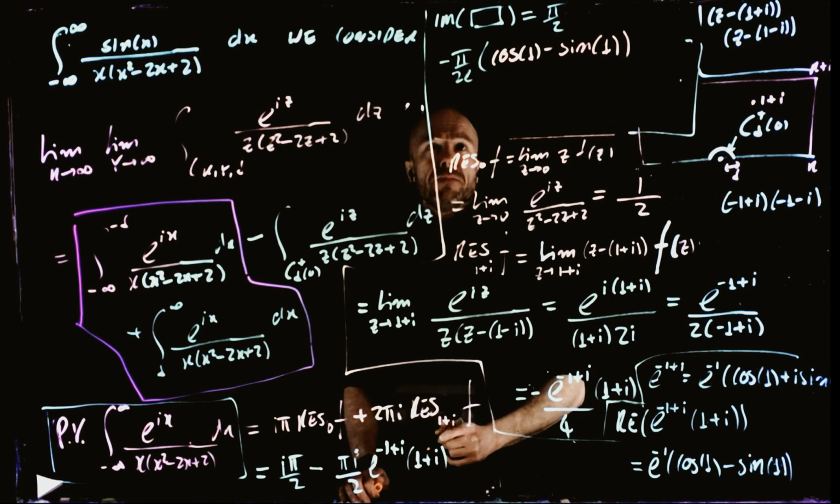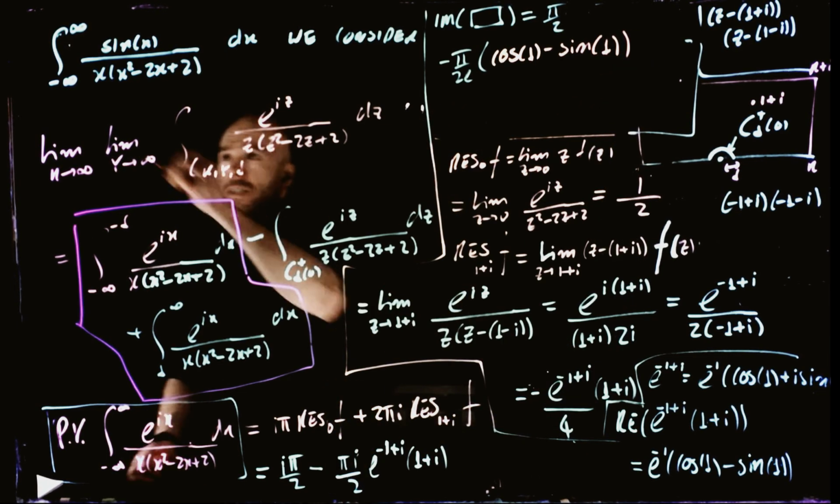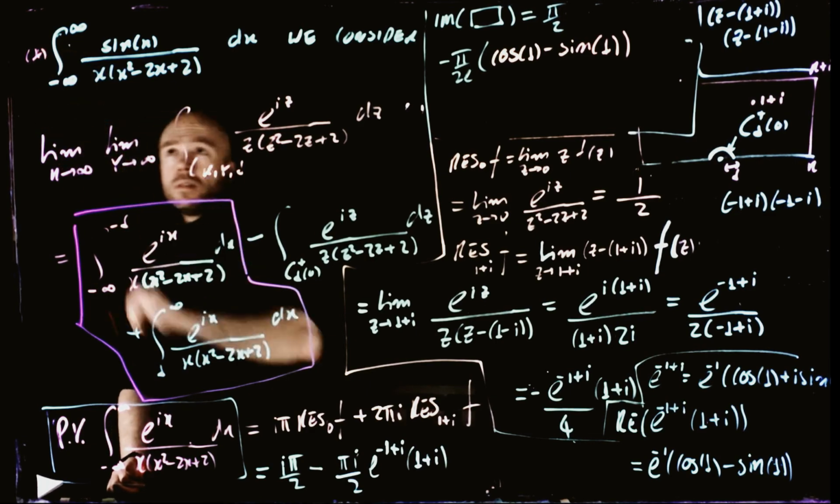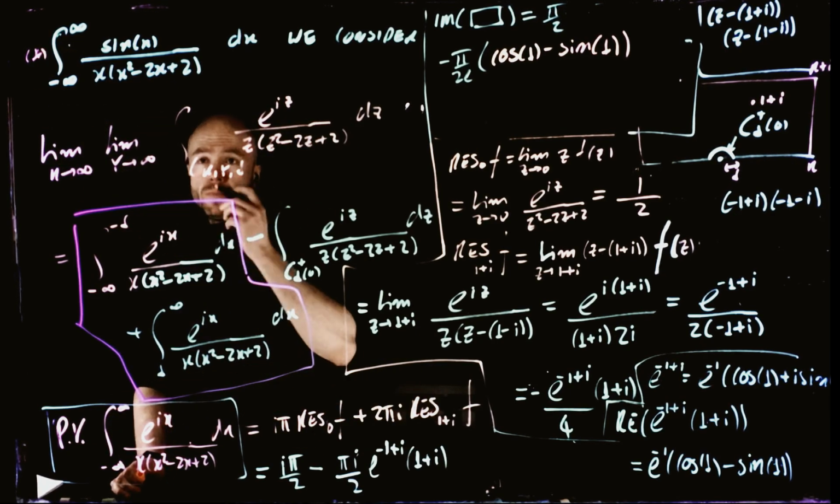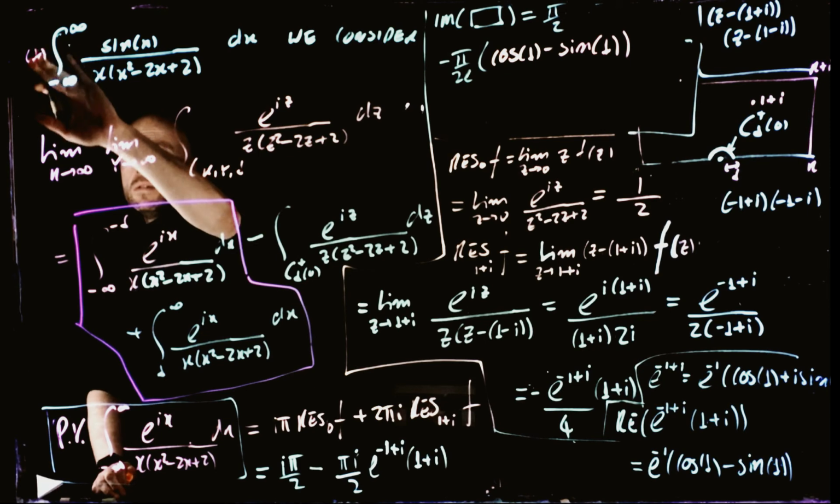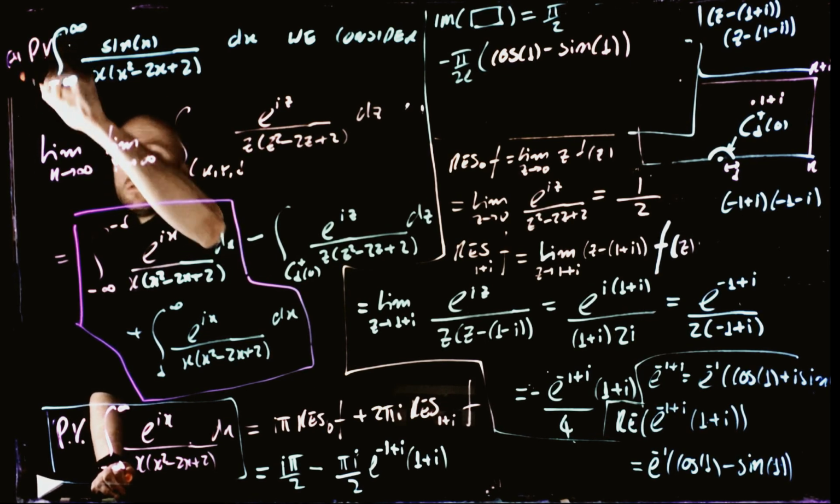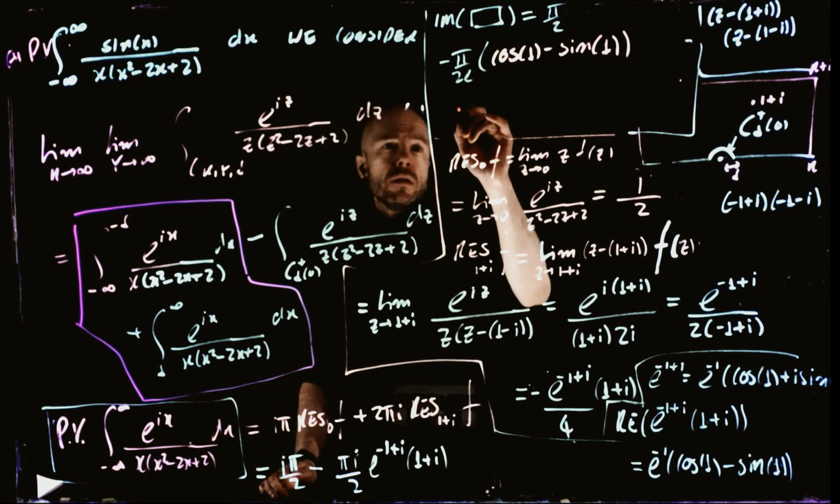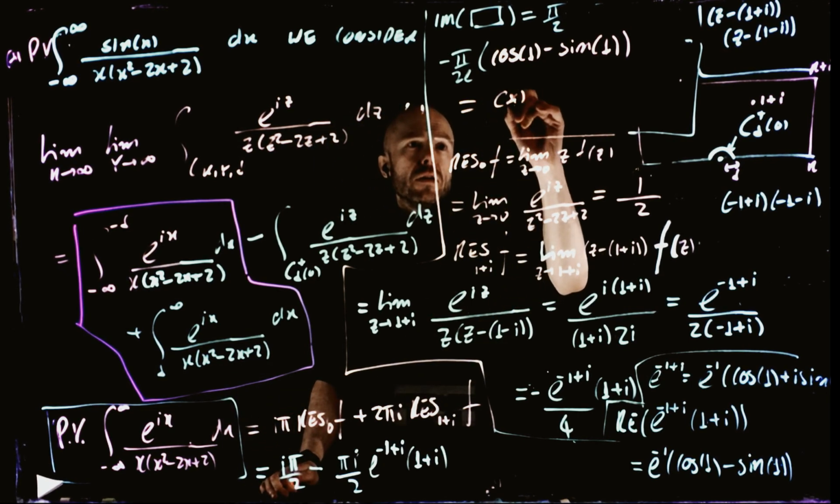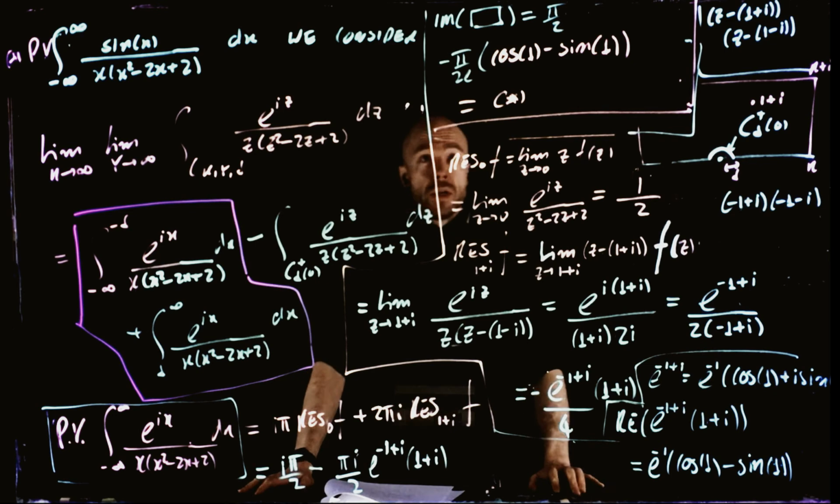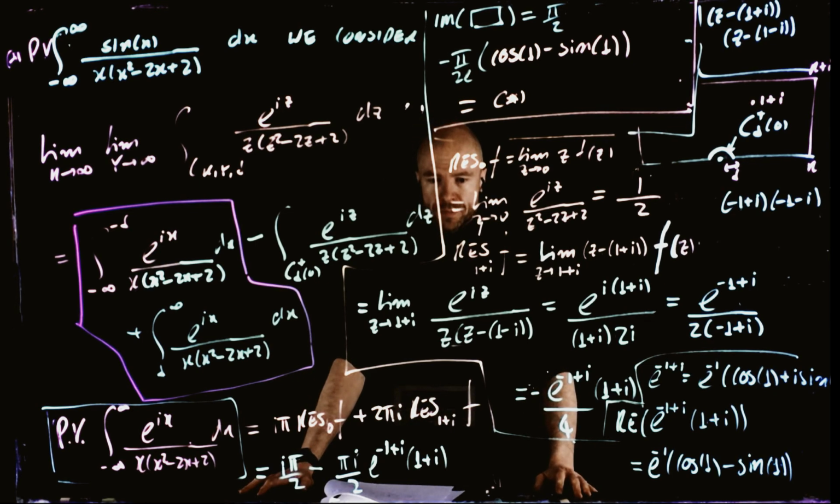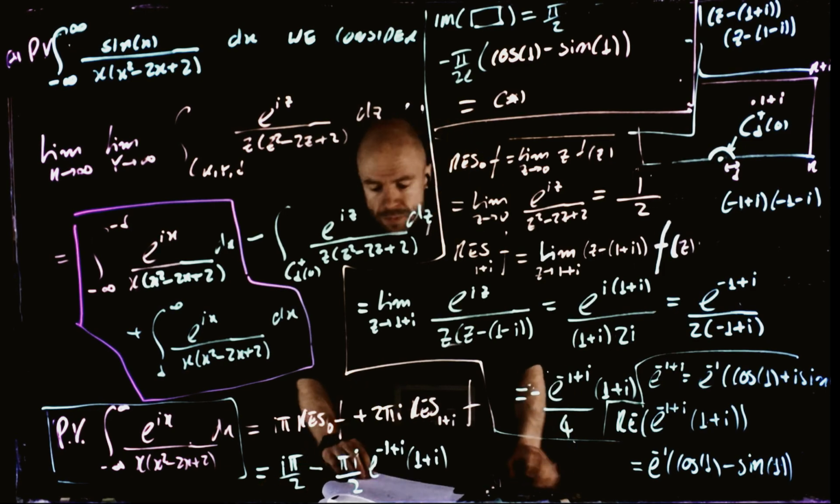Yeah. So finally, this is the thing we were looking for. Well, I should write principal value, because it definitely has a singularity. So this thing is equal to this thing, and we are good. This is the correct thing. Okay? Cool. So, looks like we're out of time.